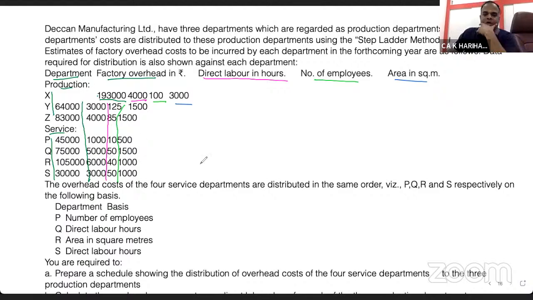Now, on what base are they apportioned? For department B, based on number of employees, direct labor hour or area in square meters, yes, labor hour. In that manner, they are asked to apportion. They said the step ladder method has to be used for the purpose of apportionment. Shall we try? Question 3, the same sheet material problem only, a past exam question.